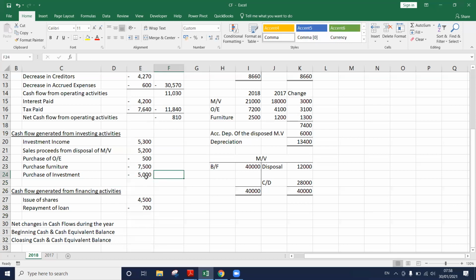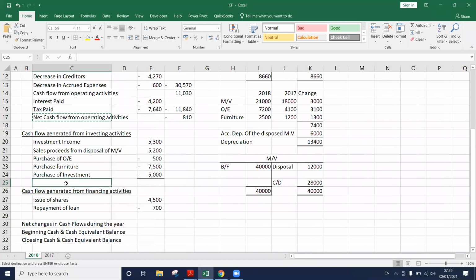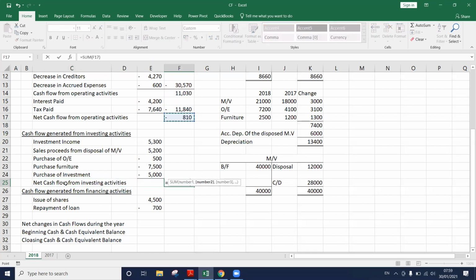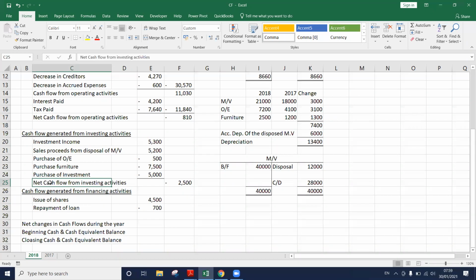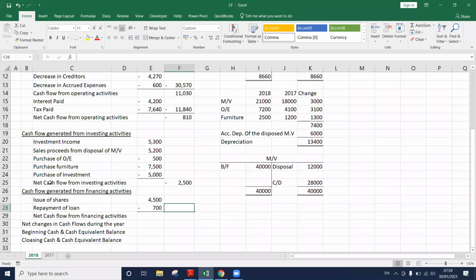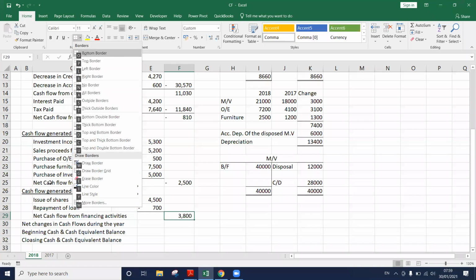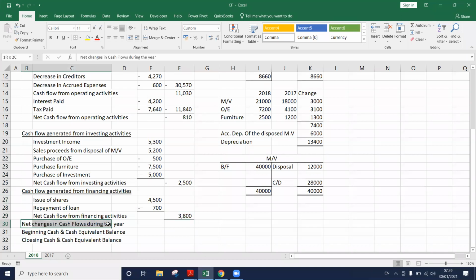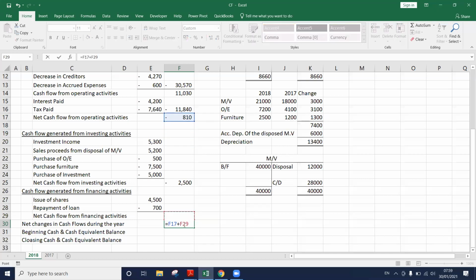So here, this is net cash flows from investing activities. Net cash flow from investing activities, the summation of this, minus 2,500, right? And from financing activities we have a net cash flow worth how much? 3,800, right? Therefore, the net changes in cash flows during the year. අවුරුද්ද ඇතුළත cash flows කීයකින් වෙනස් වෙලා තියෙනවද? Right? It is the summation of the changes in these three activities.